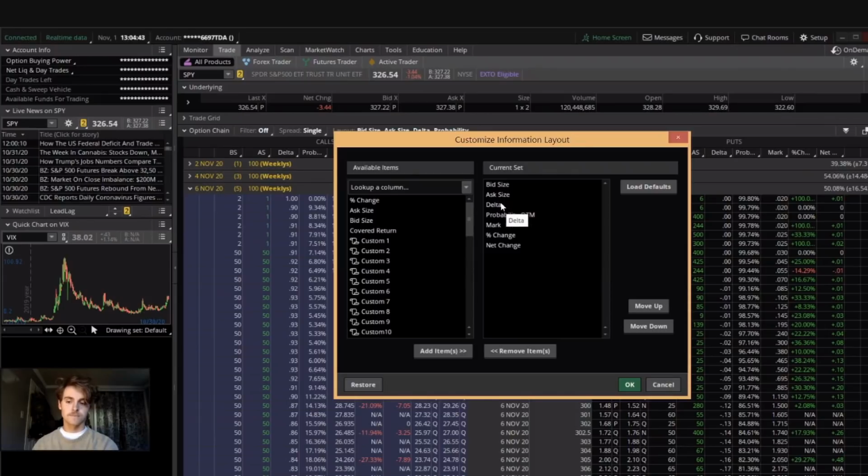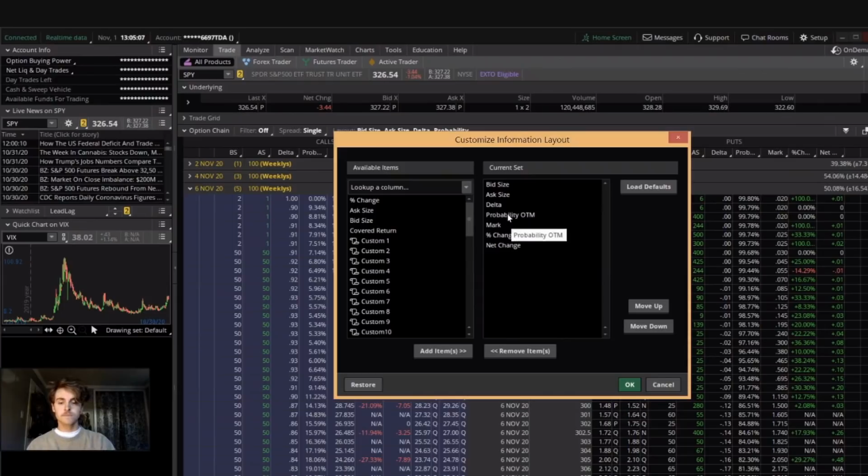Your delta is saying, if this were to get in the money and the underlying stock goes up $1, how much will the option increase? Another way to think about it is a probability of in the money calculation. If your delta is 0.2, that means there's a 20% chance of it being in the money. If your delta rises to 0.8, there's an 80% chance that you're in the money.